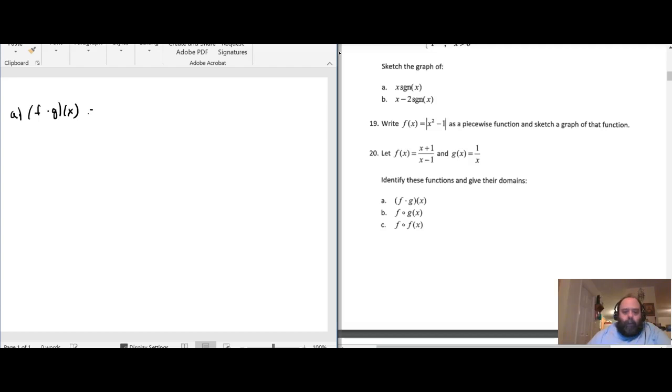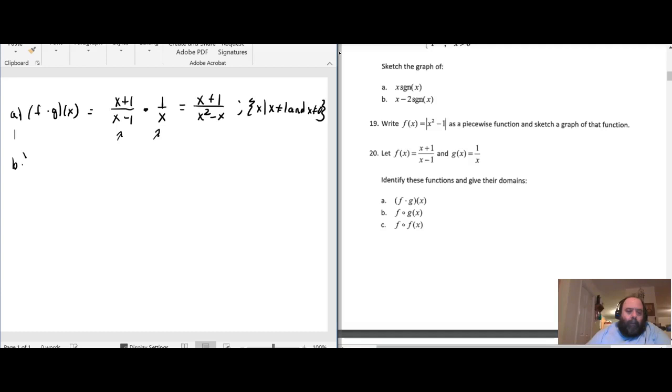Well, this is going to be x plus 1 over x minus 1 times 1 over x, which I pretty much could simplify to x plus 1 over x squared minus x. My domain restriction here, this one's going to cause a problem at 1, that's going to cause a problem at 0. So the domain here is going to be the set of all x such that x is not equal to 1 and x is not equal to 0.